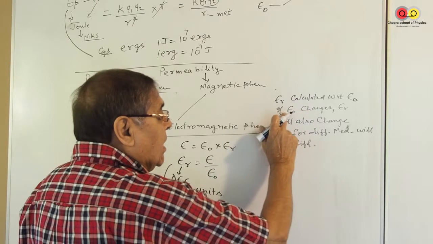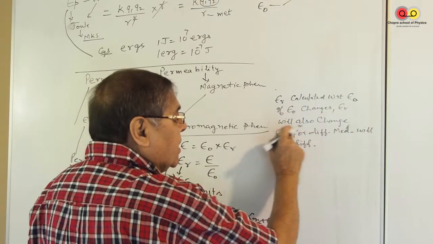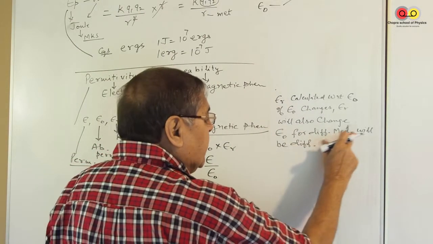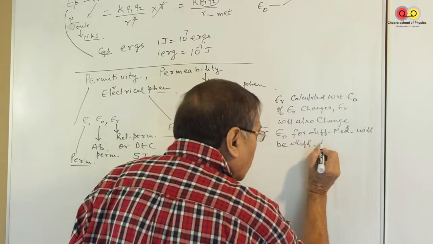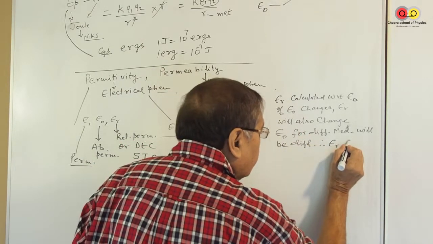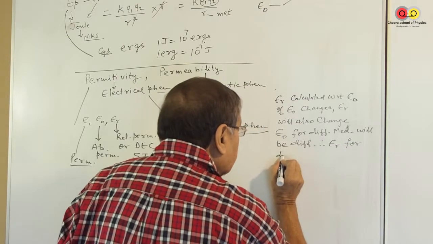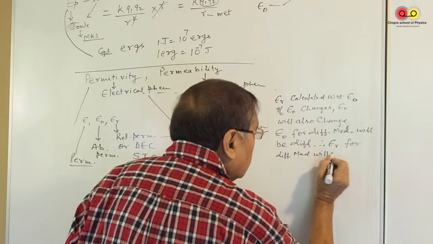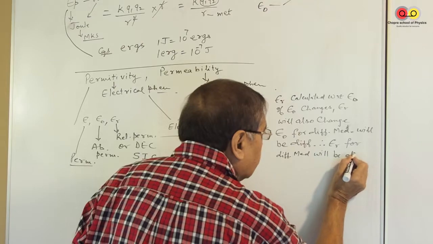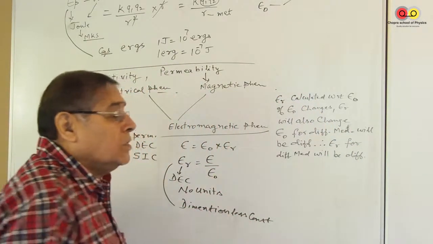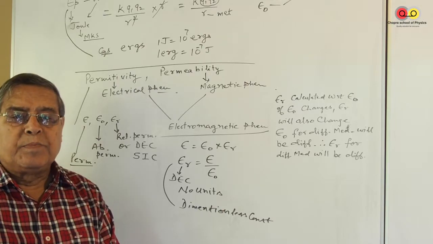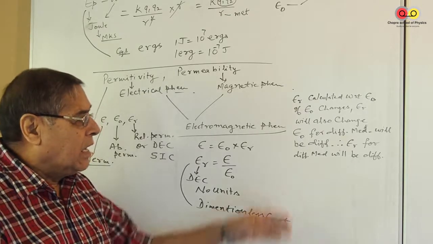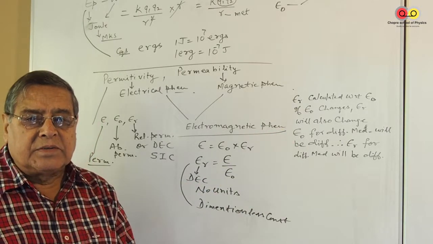And we have written, if epsilon naught changes, epsilon r will also change. Dielectric will also change. So epsilon naught for different mediums will be different. Therefore, epsilon r for different mediums will be different. So why do different mediums have different dielectric?